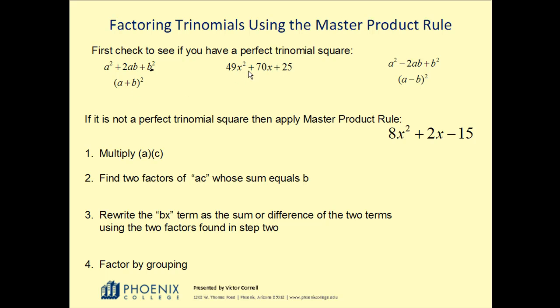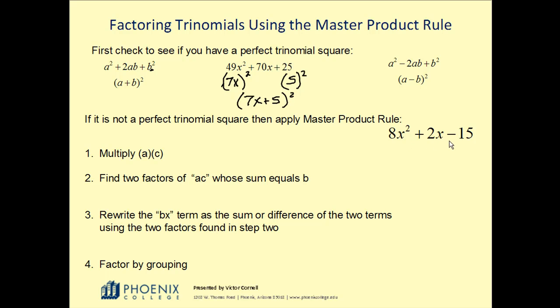For instance, this trinomial right here, the first term is 49x squared. Well, 49x squared is the square of 7x. And then the last term, 25, is the square of 5. If I double the product of these two, 7x times 5 is 35, double it, you get 70x. Then you have a perfect trinomial square, which factors to 7x plus 5, quantity squared, you just bring these numbers down.